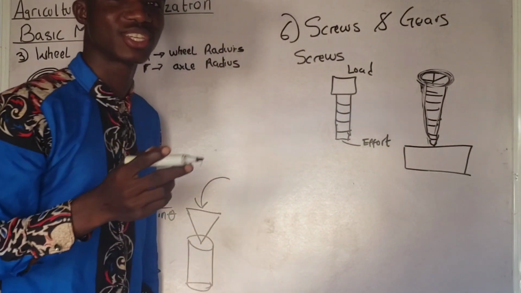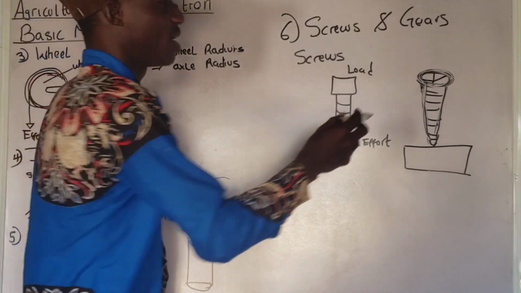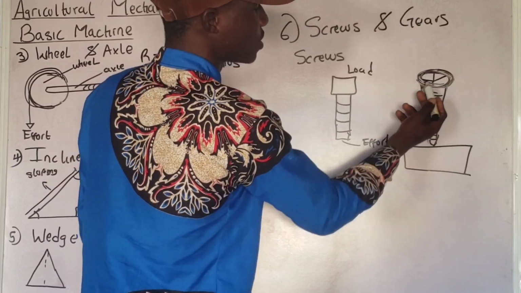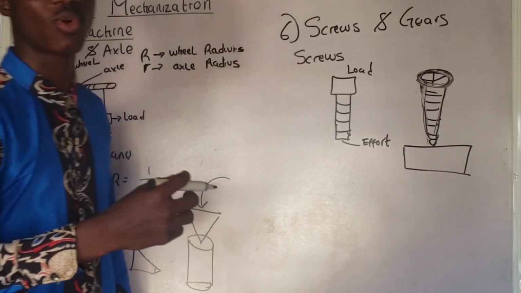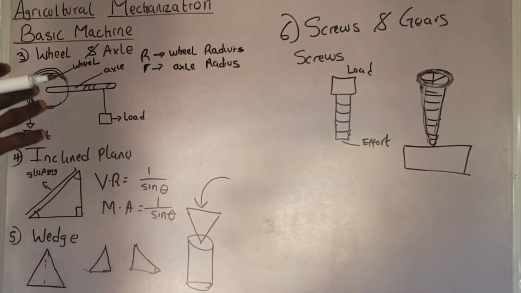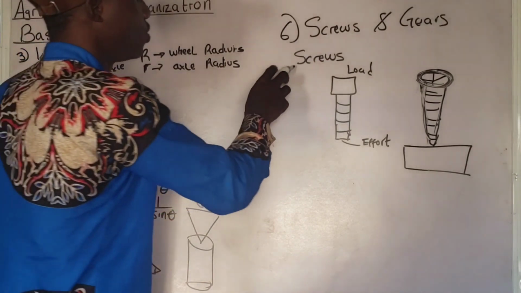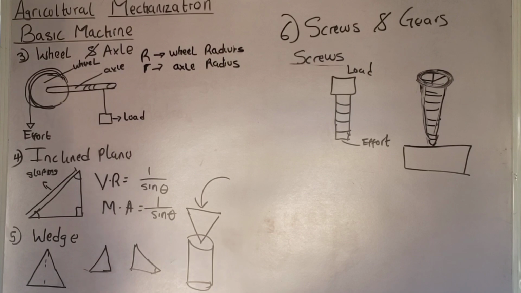A screw is a basic machine that converts rotational motion to linear motion. So when you apply a screwdriver to rotate the head of this screw, it will travel forward, even into the wood. That is why we call it a basic machine that transforms rotational motion to linear motion. An example of a screw is the screw jack.